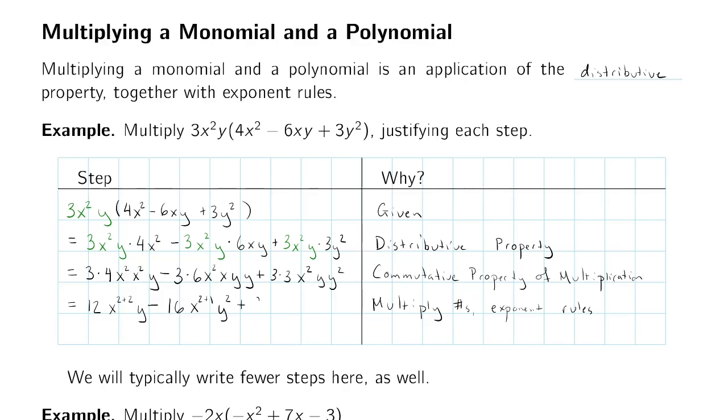Plus 3 times 3 is 9. X squared. Y times y squared, that'll be y to the 1 plus 2. And then our last step is to just do the addition in the exponents. So we'll have 12 x to the 4th y minus 16 x to the 3rd y squared plus 9 x squared y to the 3rd.